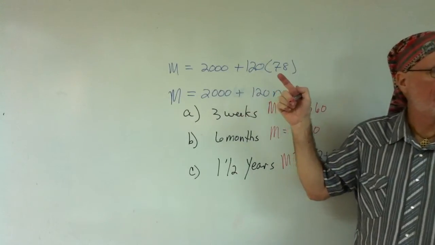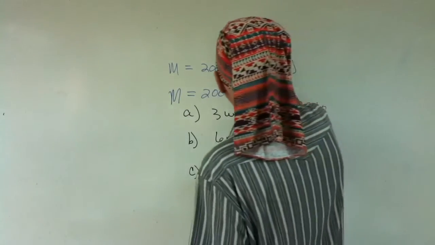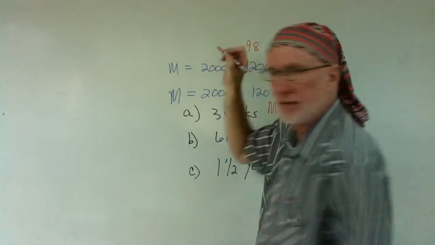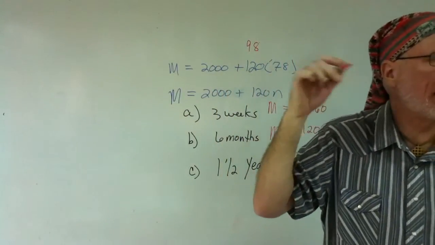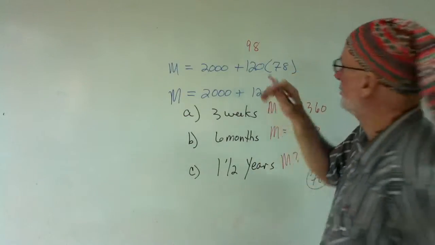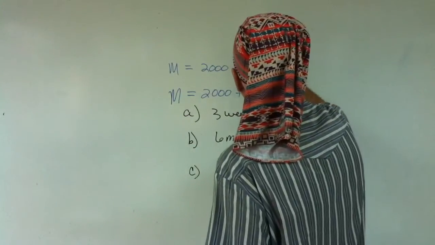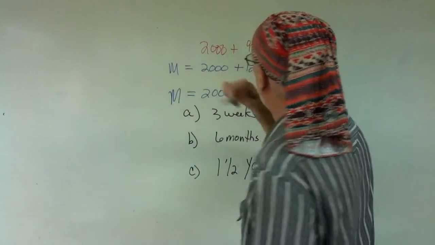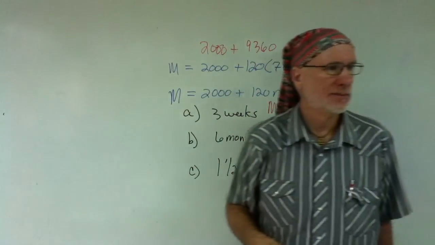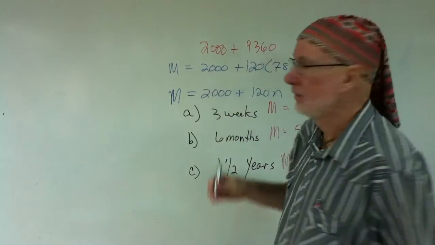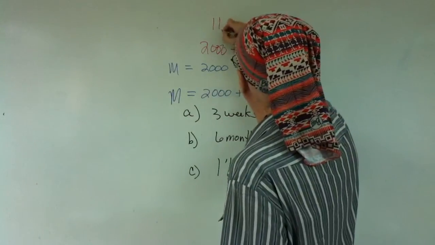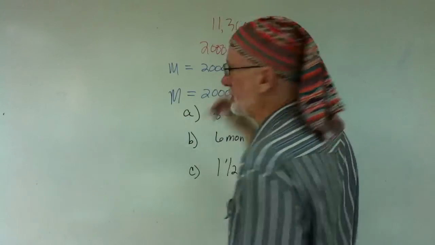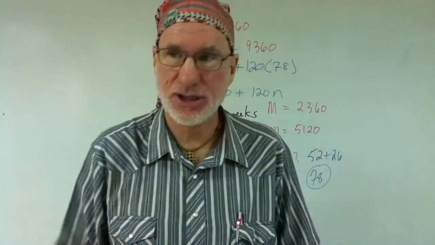So what is, on your calculators, 120 times 78? Dylan? 9,360. Good. Plus the original 2,000. So what's the answer? What's the total? 11,360. That's some serious cash.